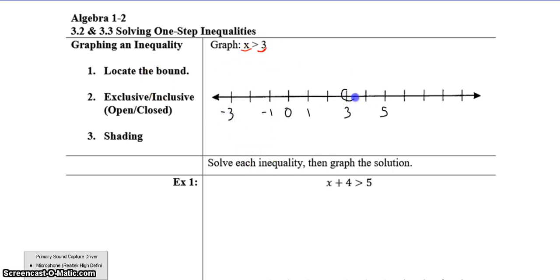So I start with an open circle there. Now, inclusive, exclusive, that just means open and closed. Can we include 3? Is 3 greater than 3? No. So we leave it open. It's excluding that bound.